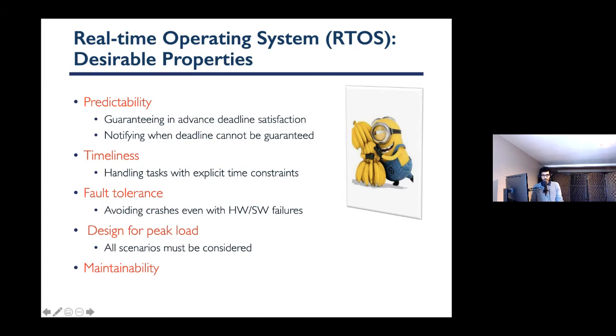We also need to design our system for the peak load, and then put this next to predictability. This actually means that even with the highest load, your system should act in a predictable way, and it has to be maintainable. I'm not going to actually talk about these. We're going to focus mostly on the first two, but these are also important aspects of real-time systems. If there was a course on just real-time systems, you might see a lot on these as well.